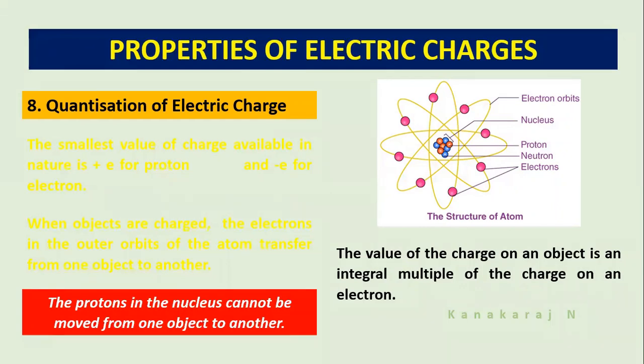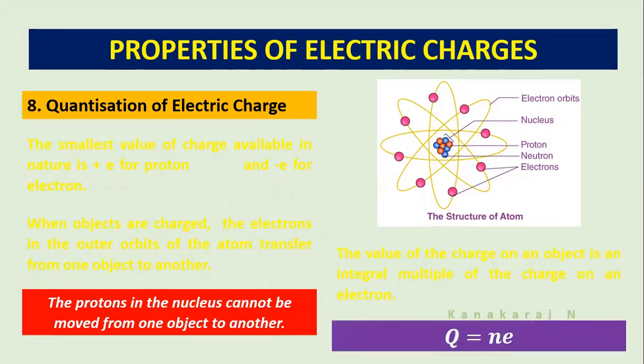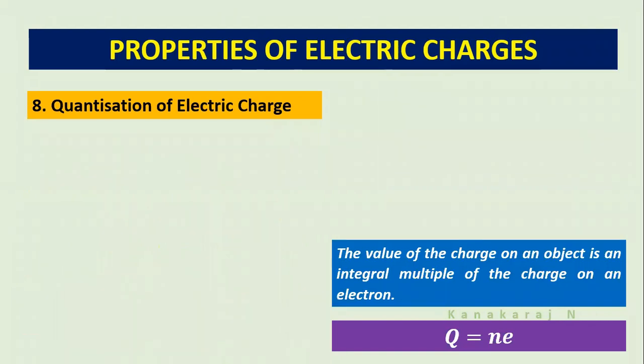So a body is charged because of electron transfer. Only an integral multiple of electrons can be transferred from one body to another. A fraction of an electron cannot be transferred. That is the main concept of quantization of electric charge. Discrete electrons move from one body to another. So we can say that Q equals n e. Q is the charge of the body, e is the charge of the electron, and n decides how many electrons have been transferred from one body to another. So the e value multiplied by n gives the charge of the body. This is called quantization of electric charge.